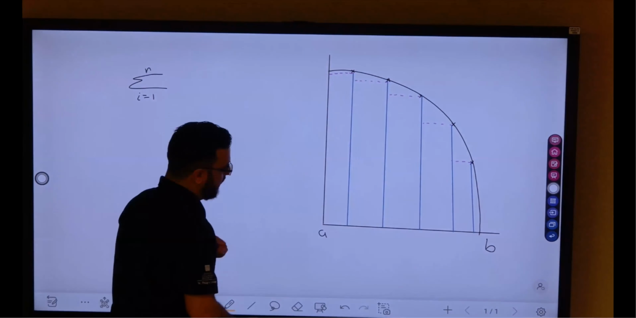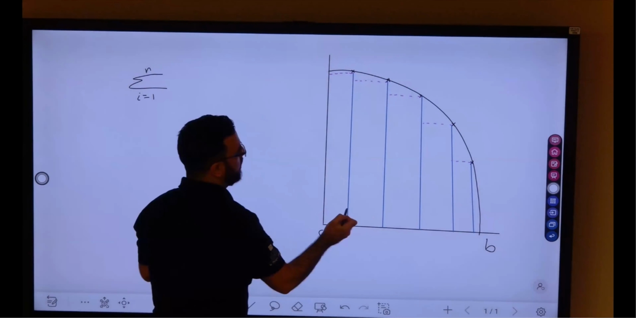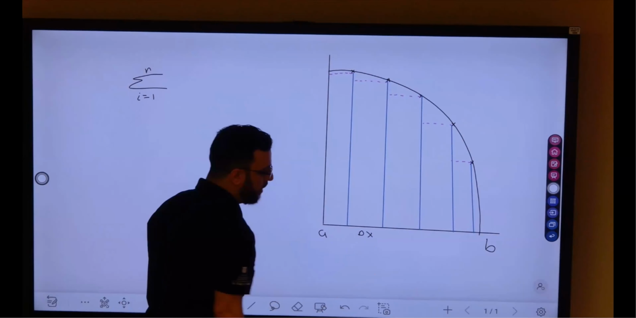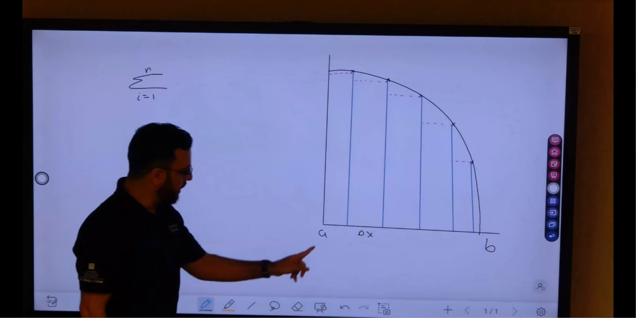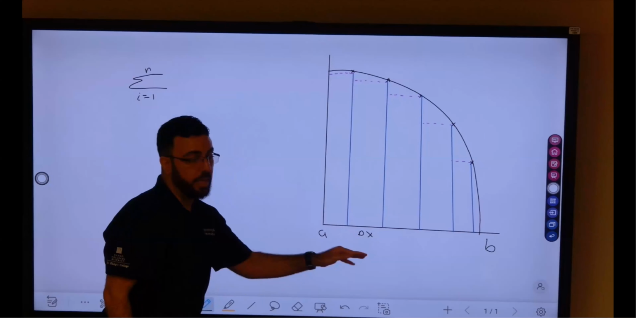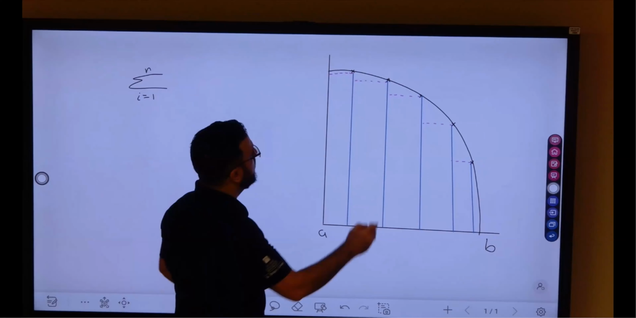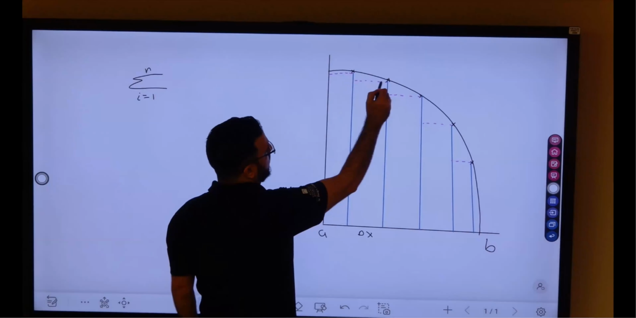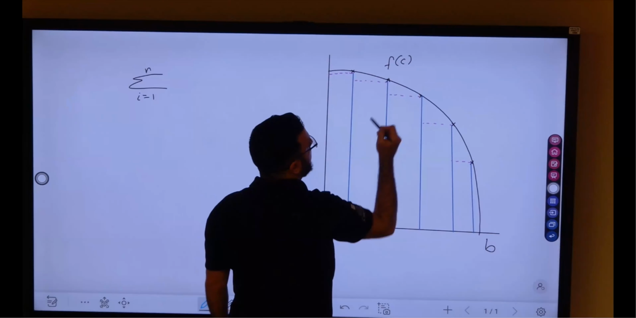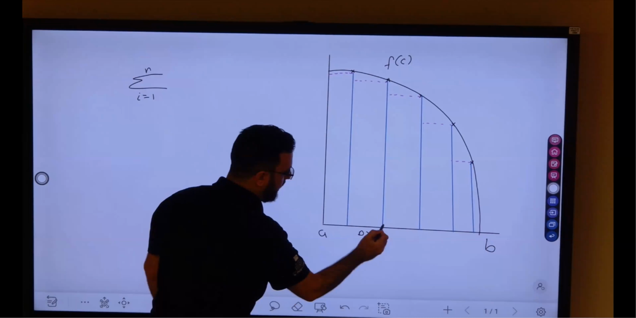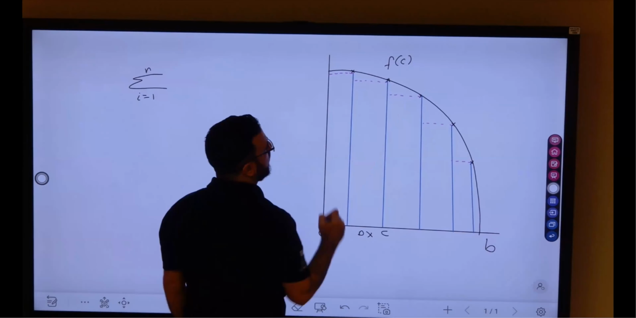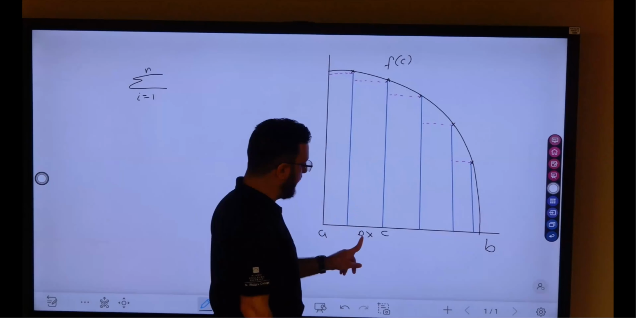Now, let's see. For this rectangle, to find the area, I know this is the width between 2 x points, x1 and x2. So this is the width for each rectangle. And this is going to be the height for this rectangle. Let's say the height for this point is f of c, so the height for this rectangle is f of c.